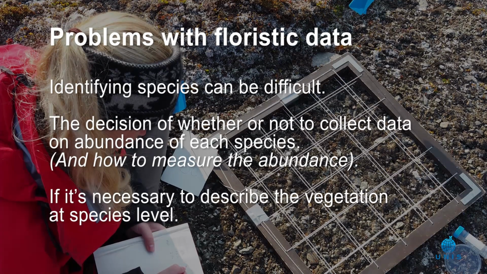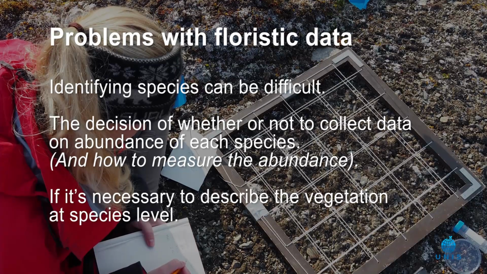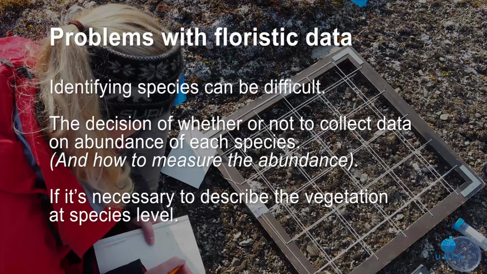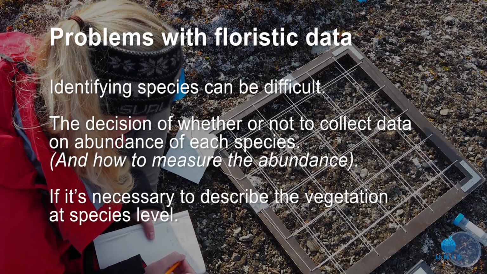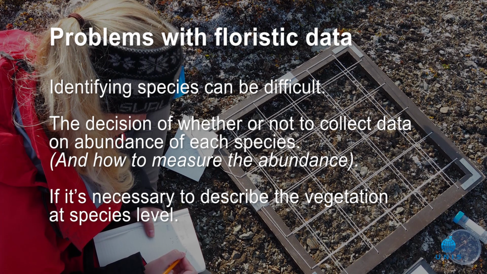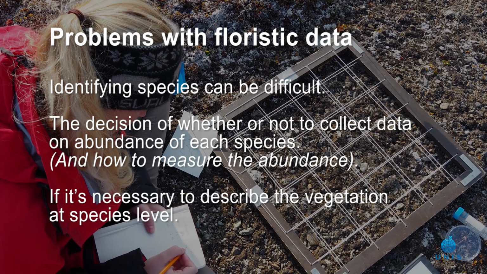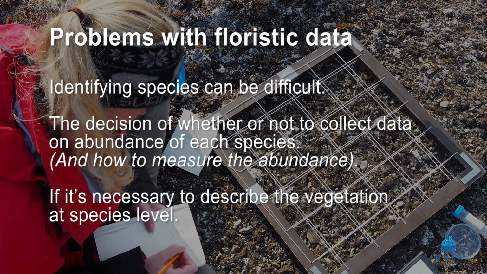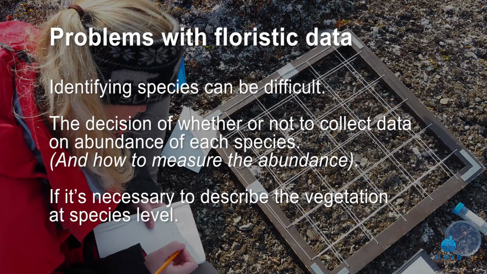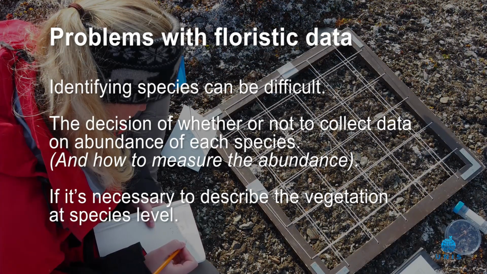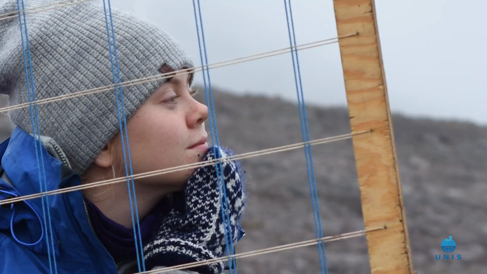Some of the problems with floristic data can be that identifying the species can be difficult, deciding whether or not to collect data on the abundance of each species and how to measure the abundance, and whether it's necessary to describe the vegetation at species level. Sometimes a different way of describing the vegetation can work better. This depends on your research project aim and objectives.